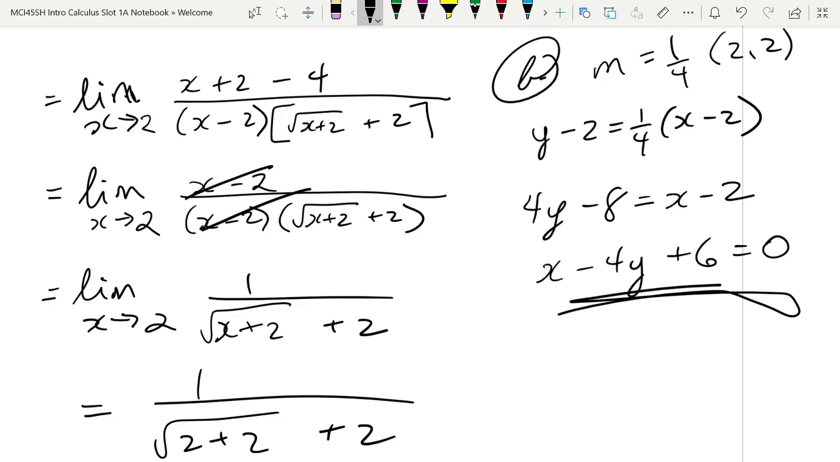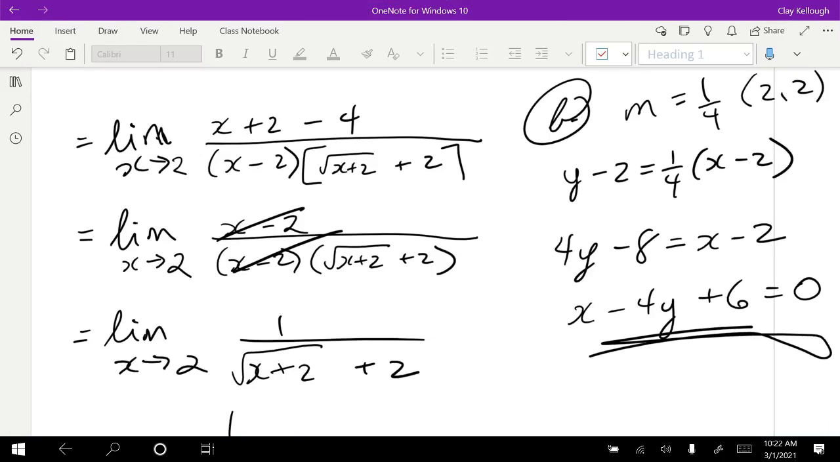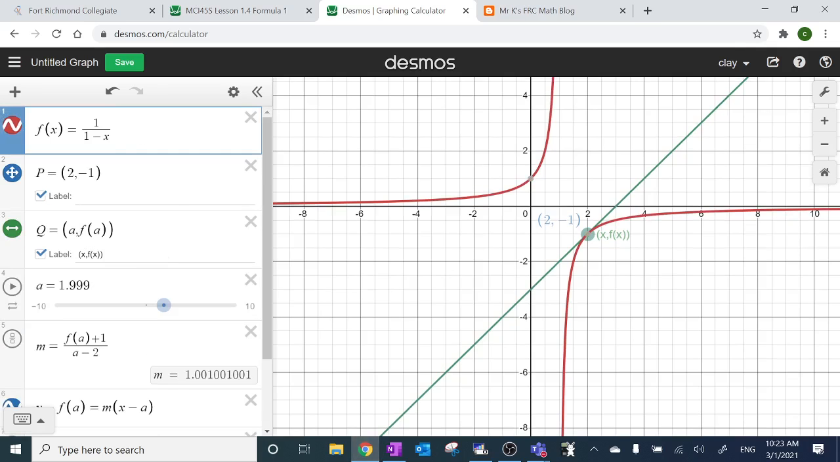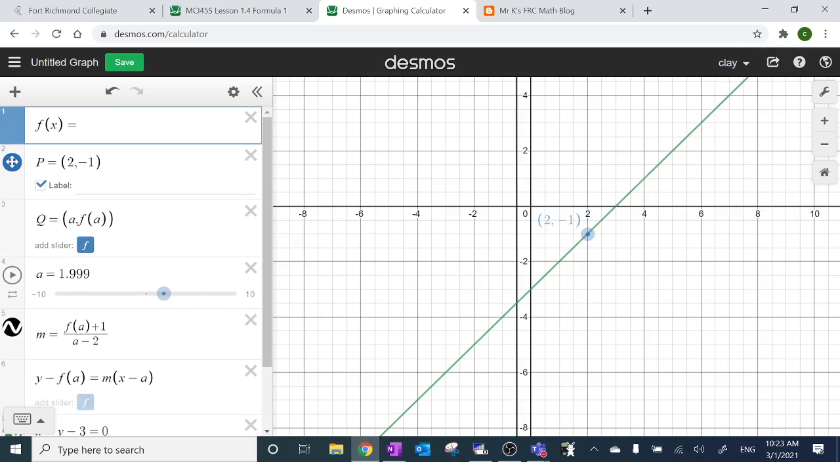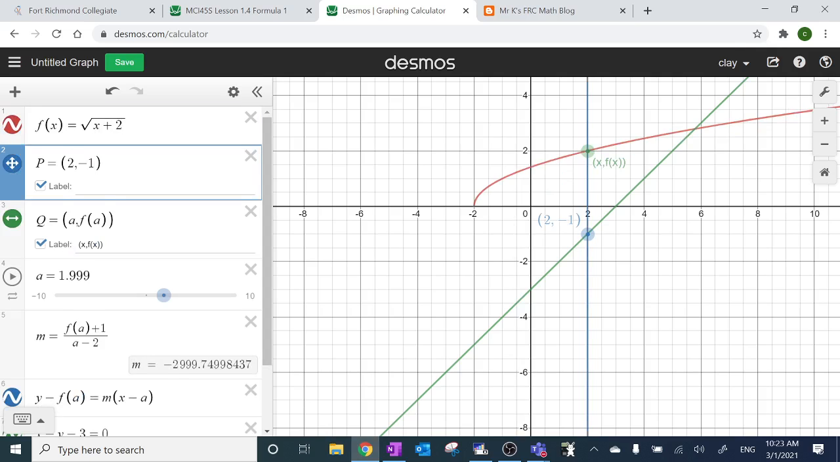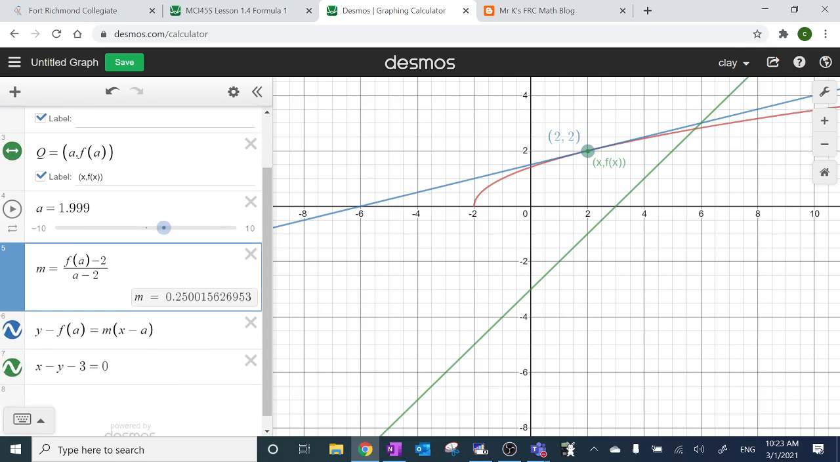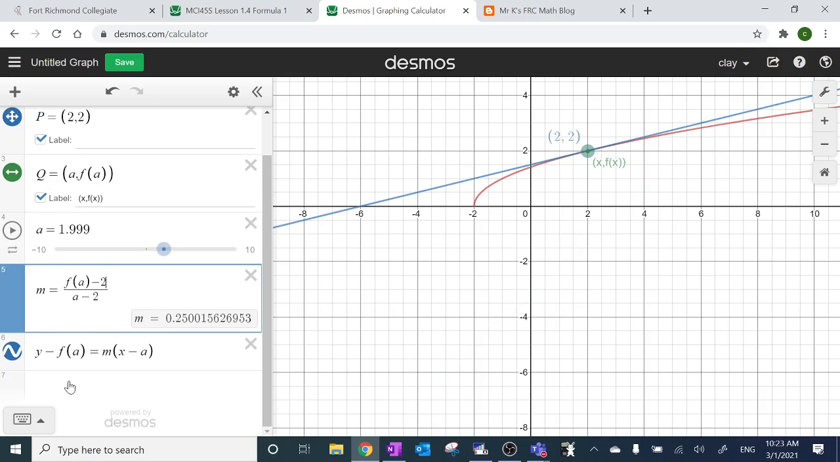And once again, let's check that out on Desmos and see if we did it right. So on Desmos, this is no longer my function. My function is now the square root of, what was it, x plus 2? And the point wasn't 2, negative 1, it was 2, 2, which means that this should be a minus 2 down here for the slope. There we go. And there we have it. Oh, look at that. It's already pretty much set up. It's almost the quarter that we said it was. Of course, this is not the right equation anymore. Let's put the right equation in and see how good we are.